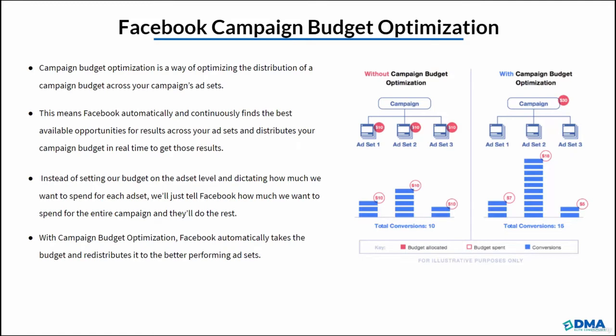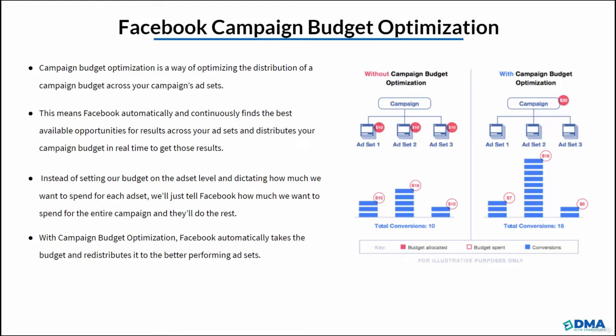With ad set 2, we see that's the clear winner. They got 5 conversions for $10. On ad set 3, they got 2 conversions for $10, and then ad set 1, 3 conversions for $10. So obviously here, ad set number 2 is a clear winner.